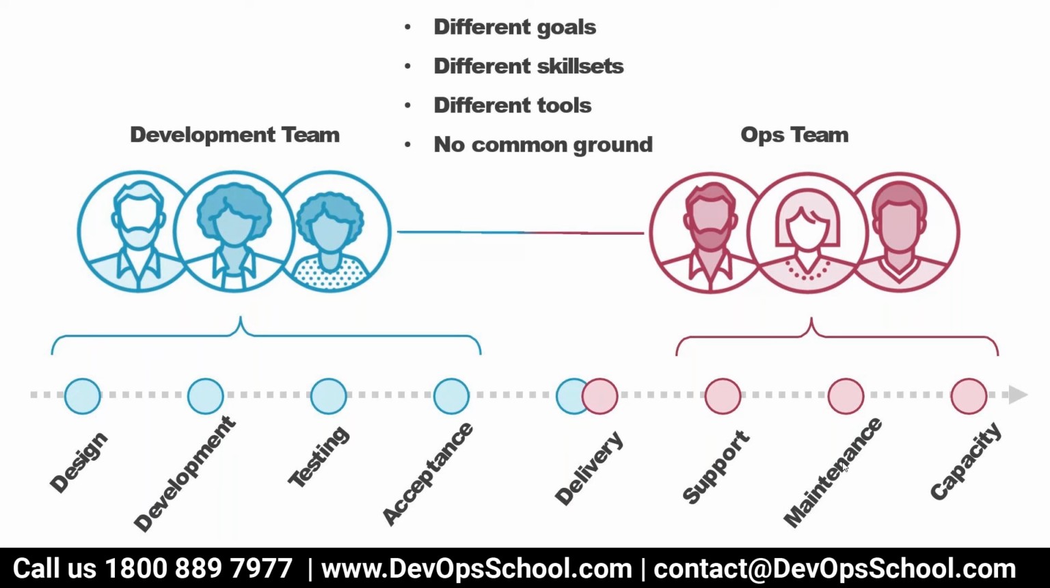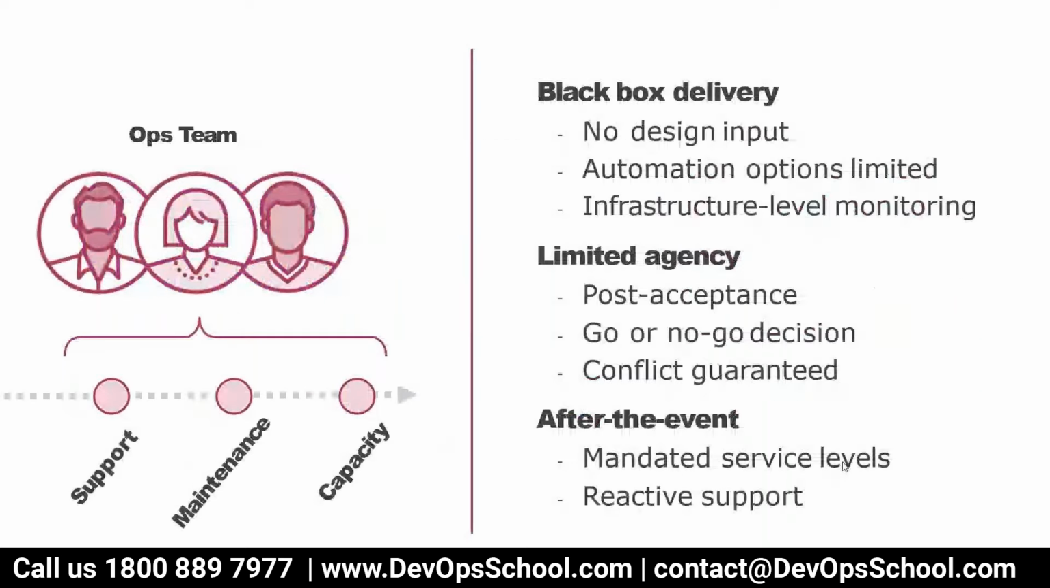So if you look at this trend, we have different goals, different skill sets, different tools, and no common ground where they can work together. And this was one of the reasons we got DevOps, but not now. So here, if you see some of the stats, what the ops team has is black box delivery, limited agency after the event, whatever you want to do, you have to do that. Black box delivery means no design input. You don't know exactly how the software has been designed. You don't know the options for automation for the new product.